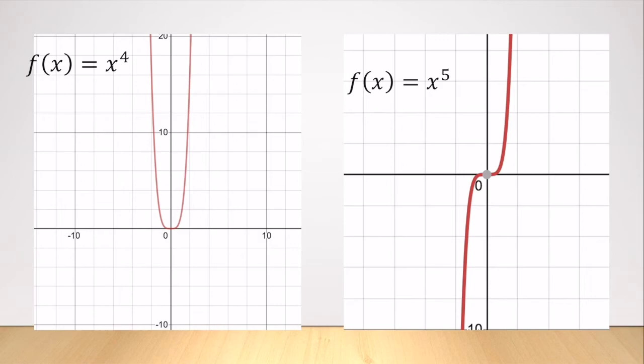Same holds true when we increase our powers. If I was to say have x to the 4th and x to the 5th, notice how x to the 4th kind of looks like x squared, but it's got a flatter bottom, and x to the 5th is just stretched a little bit skinnier.